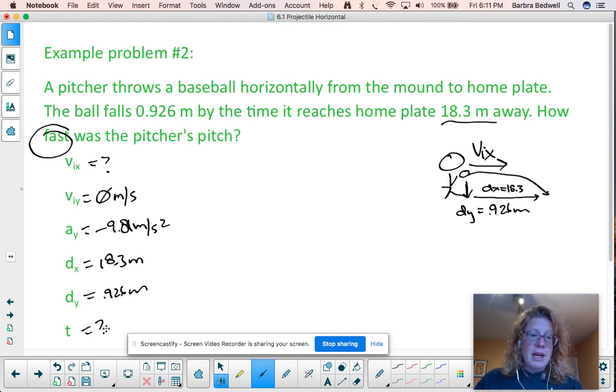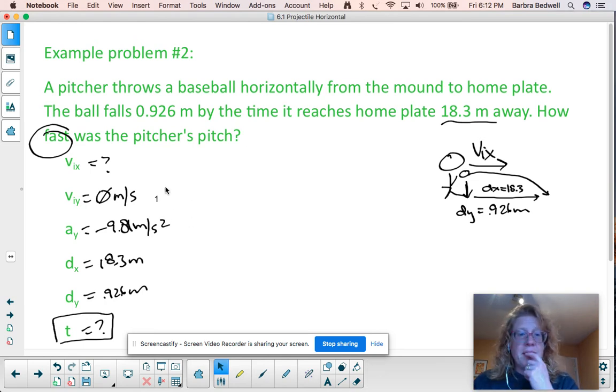And time, again, we'll almost never have time. That's usually the thing that you're going to try to figure out. So step number one is going to be to figure this piece out and use it to translate between the x and the y component. With this, we're trying to find Vix, which means I'm probably going to start by analyzing the y component. So what pieces of information do I have?